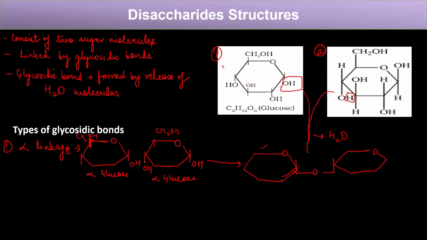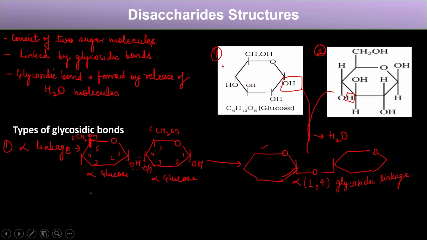Here, this OH and this H together make a water molecule and it will be released. And the bond will look something like this. This bond will be called alpha, because this is 1, 2, 3, 4, 5, and 6, and again here, 1, 2, 3, 4, 5, and 6. What we are seeing is that the first carbon of one glucose and the fourth carbon of the second glucose are making the bond. Because it is linear, it will be alpha and then 1,4. So it will form an alpha 1,4 glycosidic linkage.